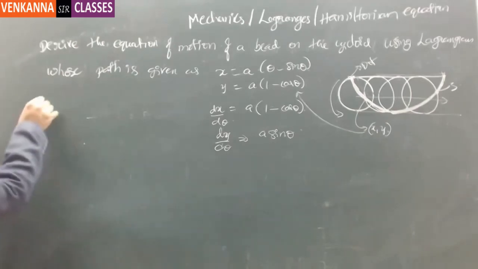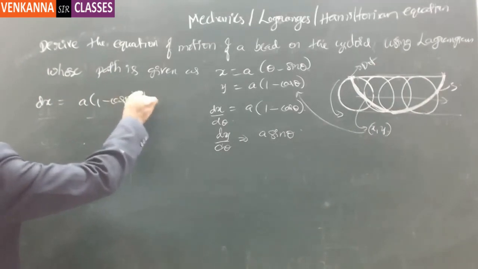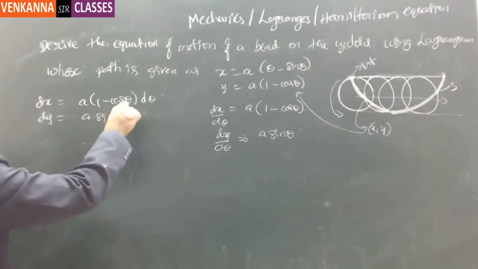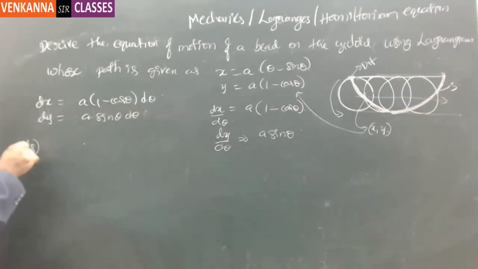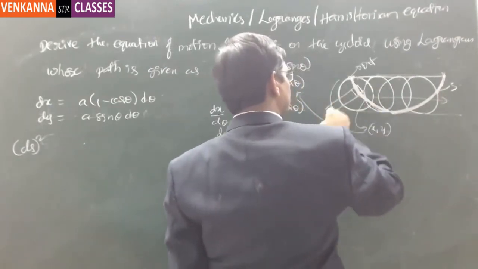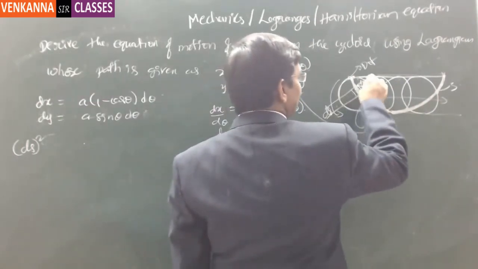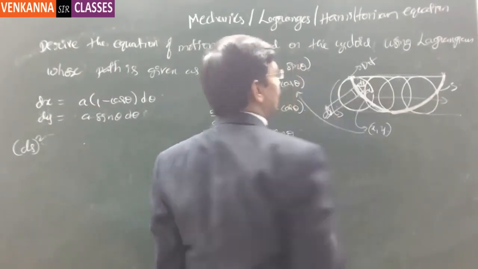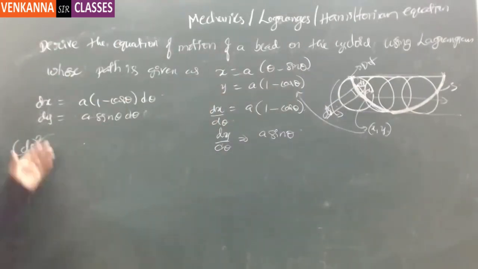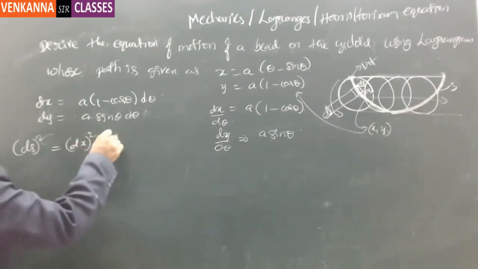Now dx is given as a into 1 minus cos theta into d theta, and dy is given as a sin theta into d theta. Now ds square, where ds is this elemental length. So this is the elemental length ds, and this ds value will depend on dx and the vertical length dy. So dx is a into 1 minus cos theta into d theta, and dy is a into sin theta. ds square is dx square plus dy square.